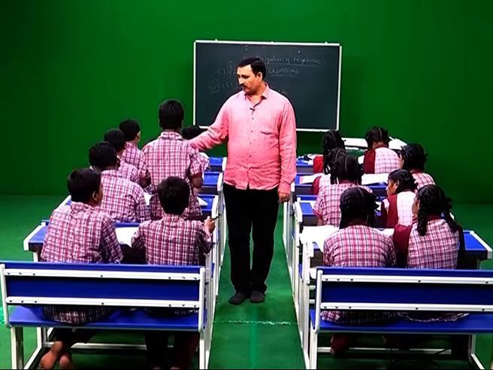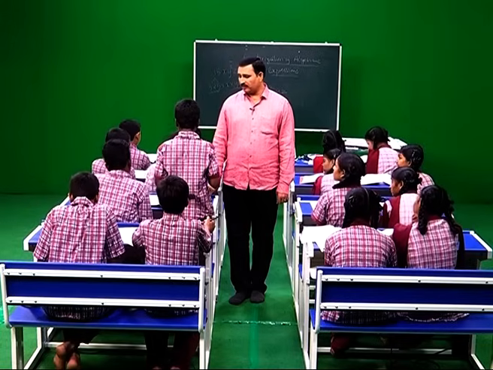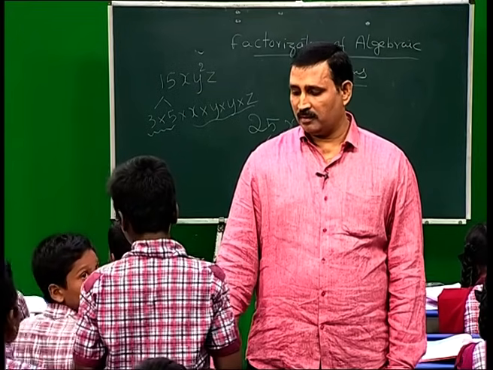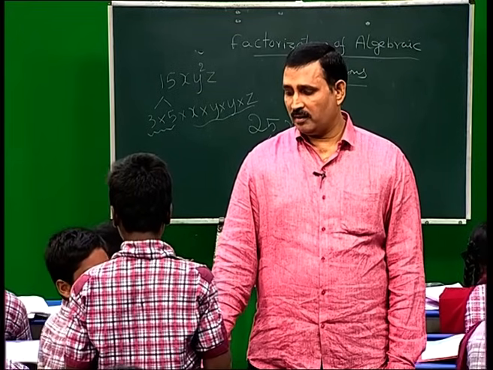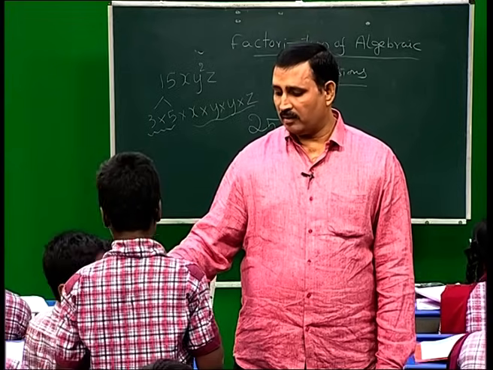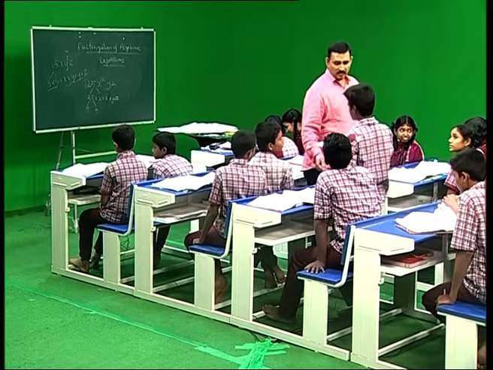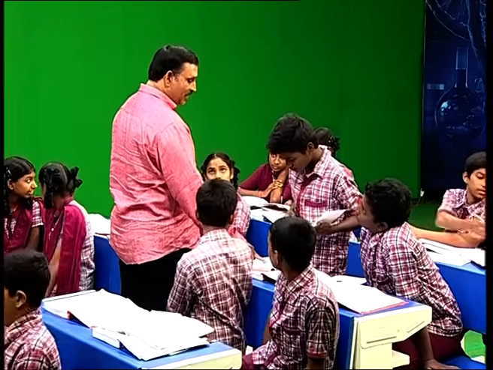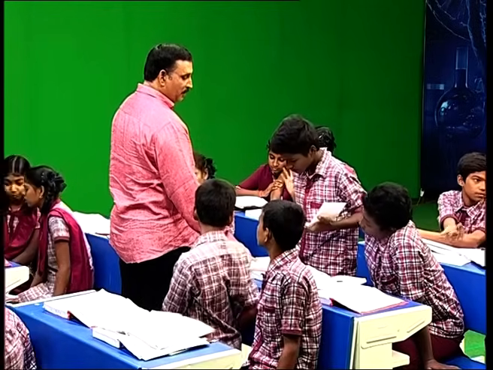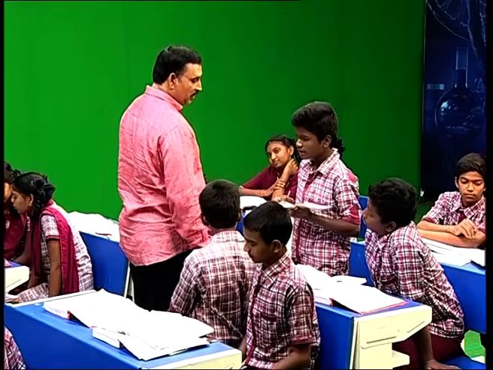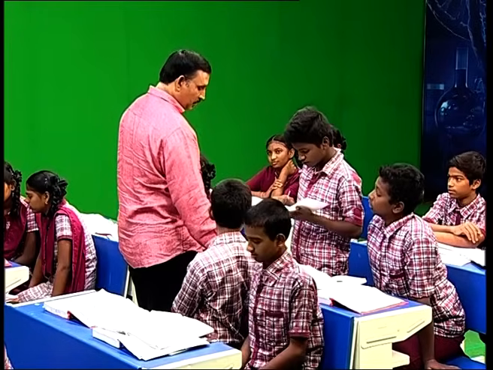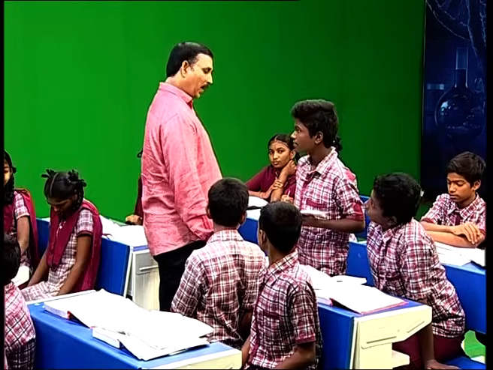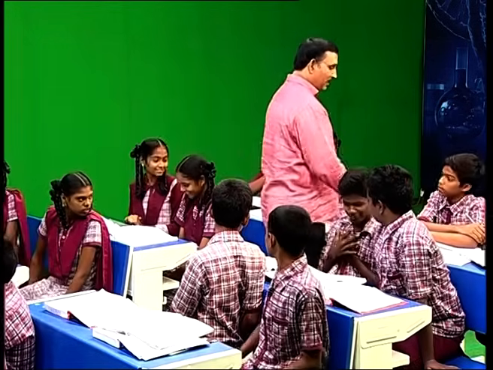25x square yz. 25 is 5 into 5. Already you wrote here. 25 is 5 into 5. So 5 into 5 into x into x into y into z.